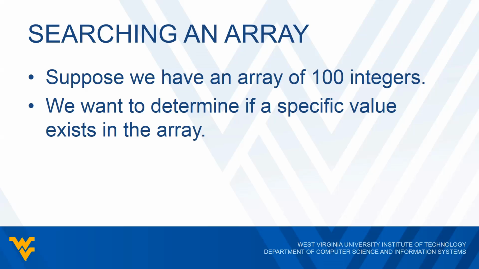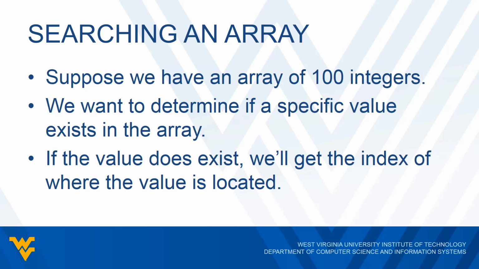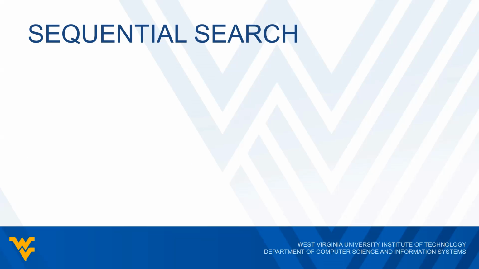And let's take it one step further. If this value actually does exist, so if we look in the array and we find that this element does exist in here, we'll get the index of where that value is located. It's not enough just to say, yes, it's there. We can get the index that tells us exactly where it is in the array.